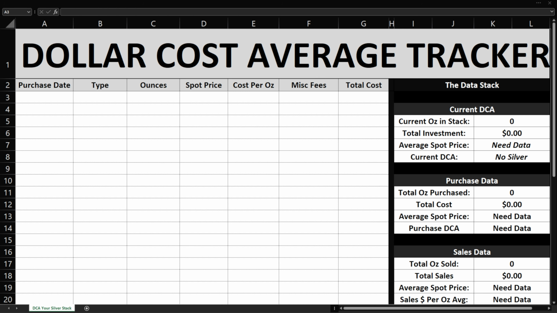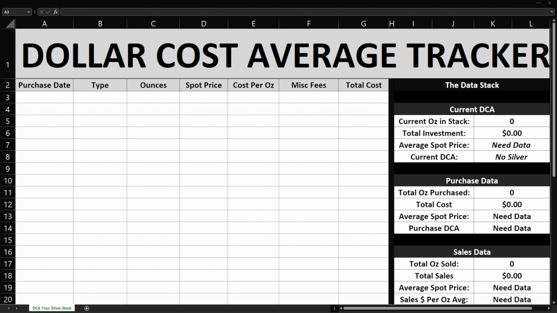Okay, so now that we have the spreadsheet up, I do want to tell you that your typical DCA or dollar cost averaging strategy, whether it be silver and gold, whether it be a stock, whatever asset you're investing in, the typical strategy is to invest the same amount every month. So let's say with silver, you have a budget of $100 a month. You're going to invest that $100 regardless of whether silver is high or low.